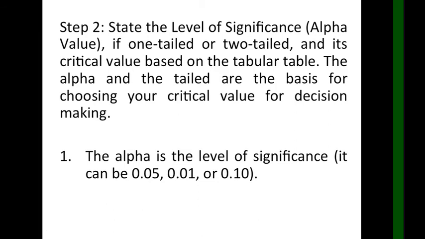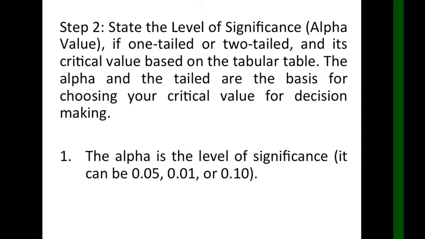State the level of significance, the alpha value, if one-tailed or two-tailed, and its critical value based on the tabular value. The alpha and the tail are the basis for choosing your critical value for decision making. Okay. The alpha is the level of significance. So, ito yung probability na pwede ka lang magkamali.